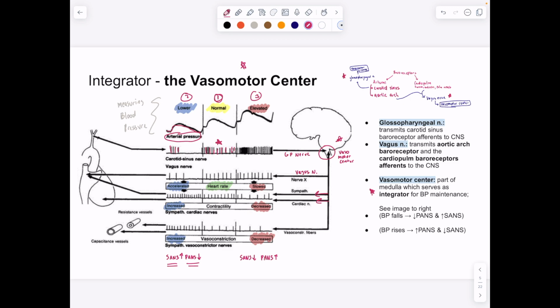And so what that means is if sympathetic nervous system stimulation is going up, you're going to have an accelerated heart rate, the contractility of the heart, so the strength of contraction, is going to go up, and you're also going to have vasoconstriction from the sympathetic nervous system.